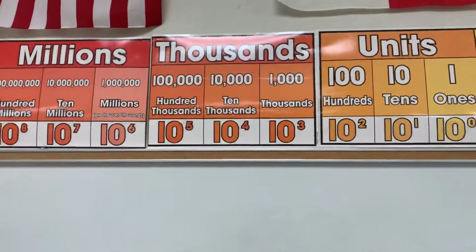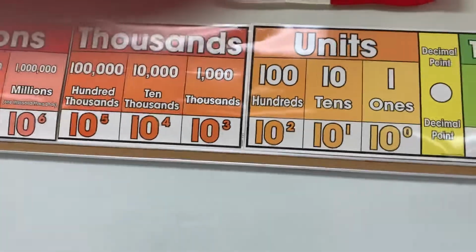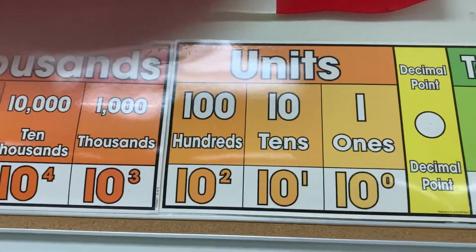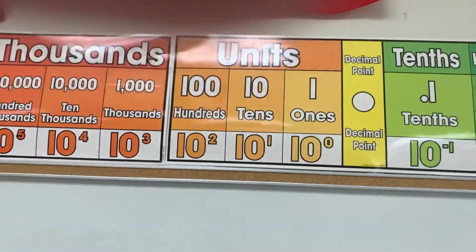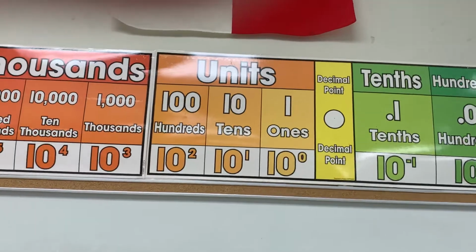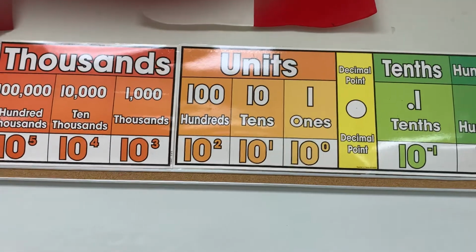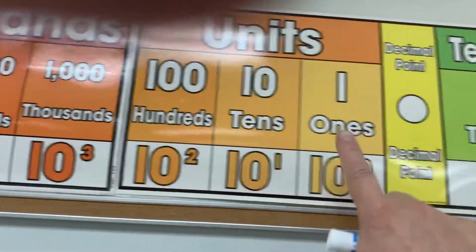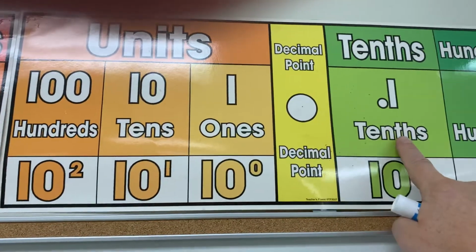Okay, but when you go to the other side, you have this thing called the decimal point. And that is right here. Okay, it's the decimal point. And then on the other side, it starts off with the tenths. Okay, remember, the tenths are not the same as the tens. The tens are here, the tenths are here. They're on the right side of the decimal.